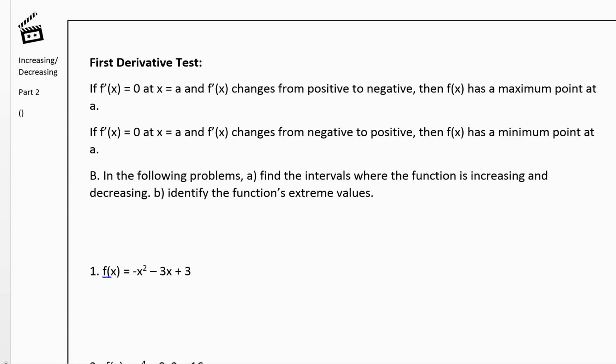Here we're going to look at what we call the first derivative test. The first derivative test says if your derivative is 0 and f prime of x changes from positive to negative, then f of x has a maximum point. So here we're saying if the derivative changes from positive to negative, then we have a maximum point.